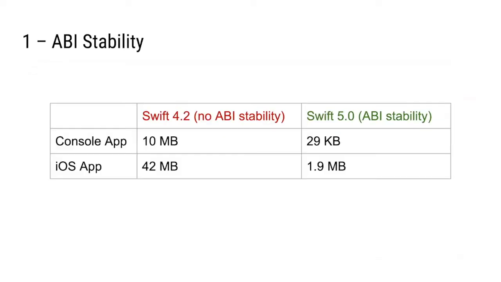So I compiled those two projects first using Swift compiler 4.2. And I get really huge applications. Those are just the Hello World applications. Then I compiled the very same projects using Swift 5. And as you can see, I got much smaller apps. So this is that. I don't know what ABI stability is yet, but I can see the pain. Yeah. That's just the most obvious consequence of ABI stability, but I will describe more stuff later.